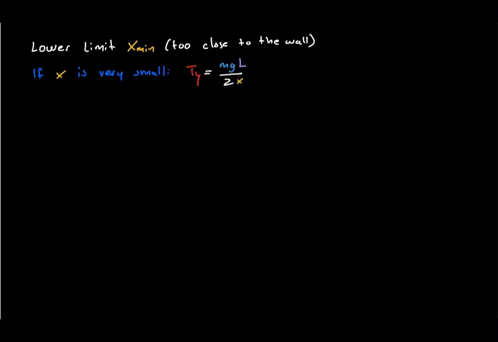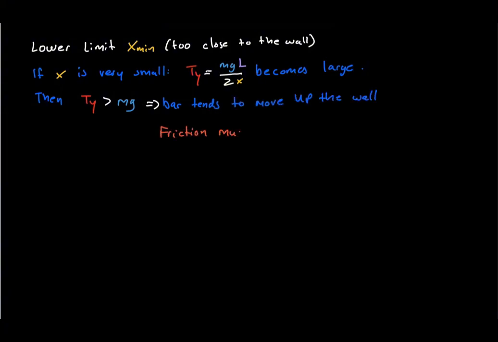First, consider what happens when the cable is attached very close to the wall. A small value of x requires a large vertical cable force to produce enough moment to support the bar. Eventually, the vertical cable force becomes larger than the bar's weight, so the bar would tend to move upward at the wall. Friction must therefore act downward.